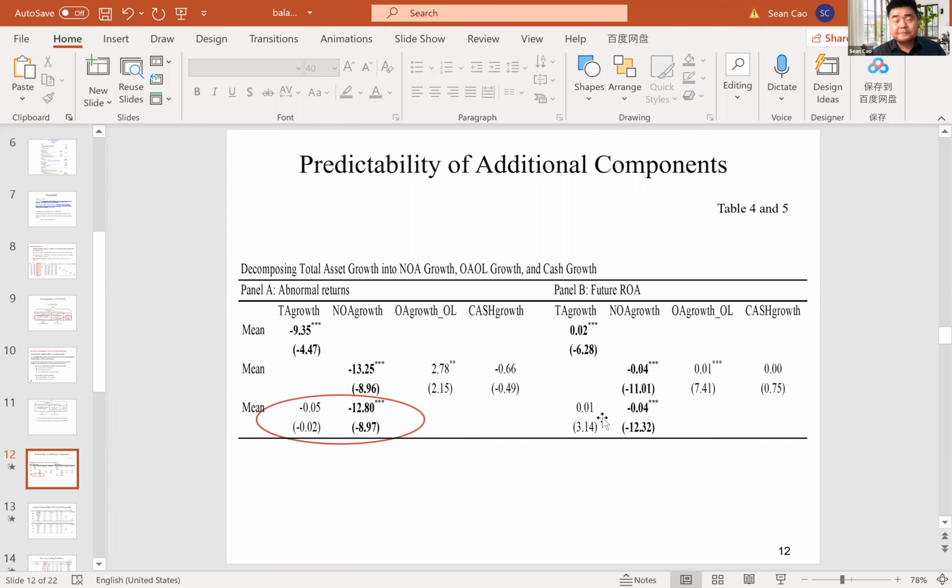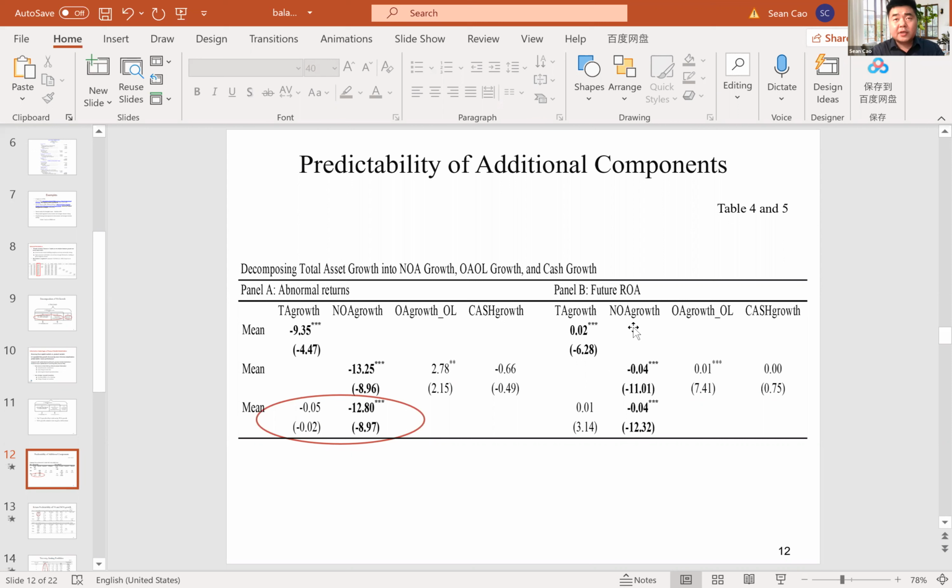So let's look at ROA first. You can see that total asset growth predicts the future performance. So basically, total asset growth can actually predict future negative growth. There's a negative sign missing here. This should be a negative sign. It's missing, just so you know, there's a typo.